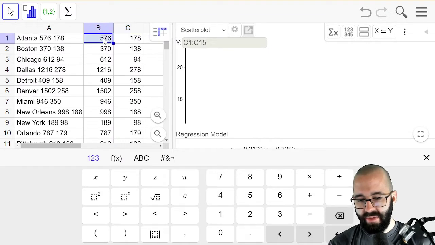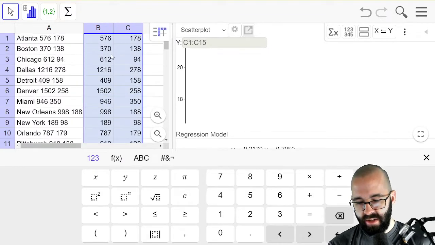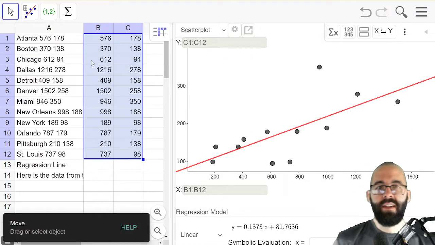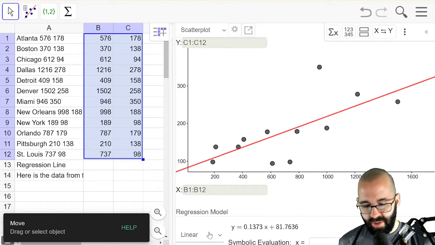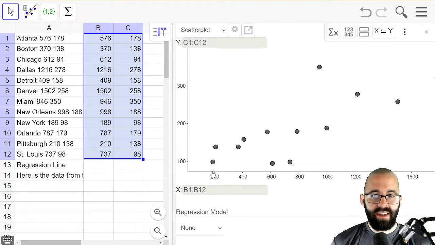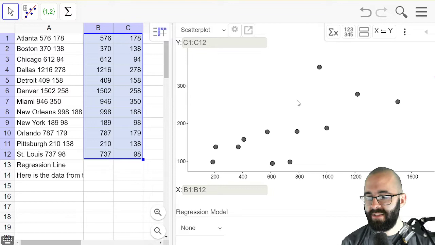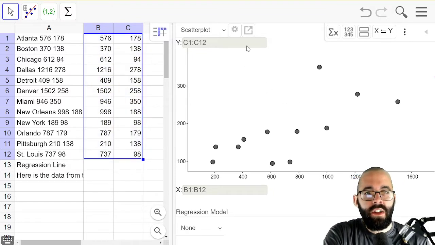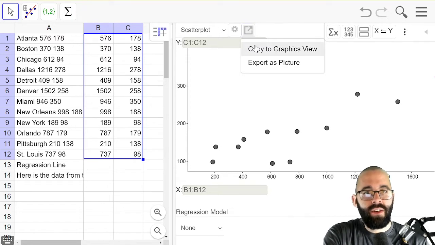All right, let's highlight all of them. And two variable analysis. Give us our scatter plot. There's our scatter plot. You can see the distance traveled by a plane on the bottom, and the cost of airfare in dollars is our y-axis. So we have our scatter plot, and again, if we had to export it, you could use this little arrow right here, either copy it to your clipboard or export it as a picture.